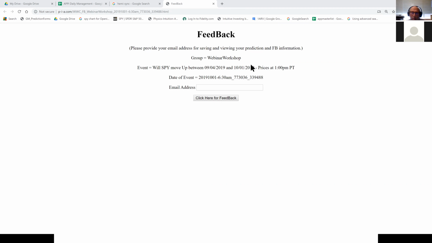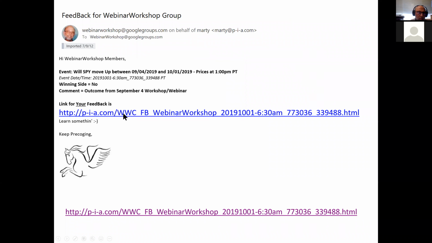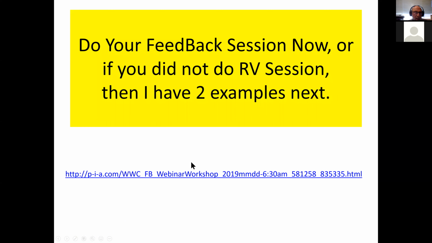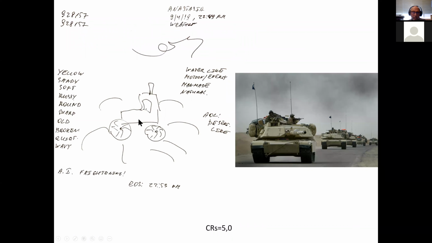And don't worry about some of these numbers. They're really to keep the database clean. So this is unique to this event. Okay, so those of you who have done this all last month will get your feedback. Those of you who haven't, I'm going to give you 2 examples now so we can talk about this.